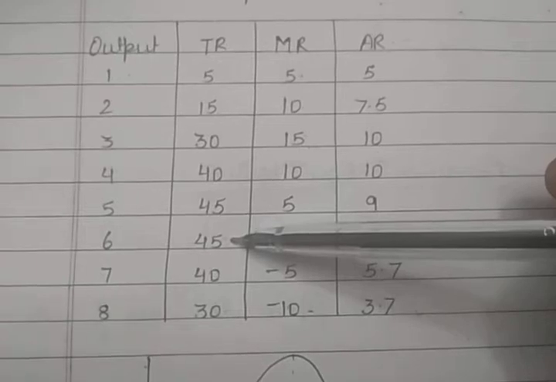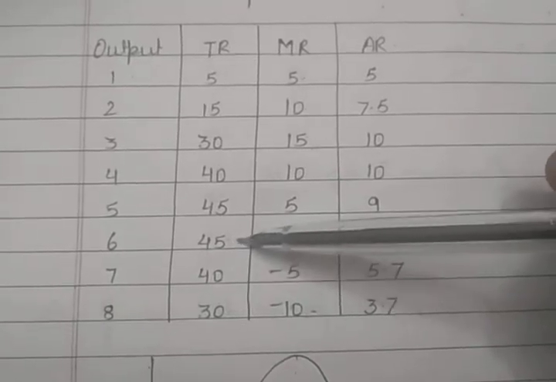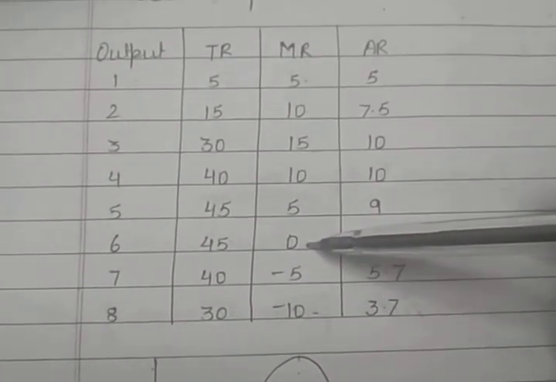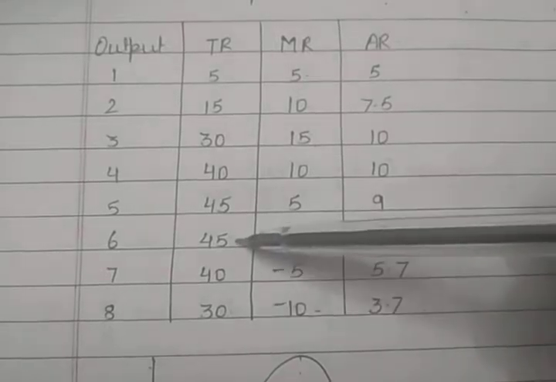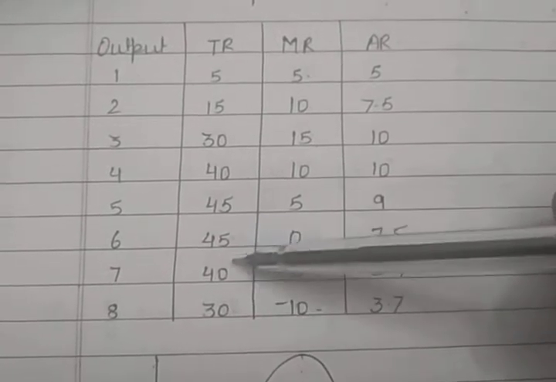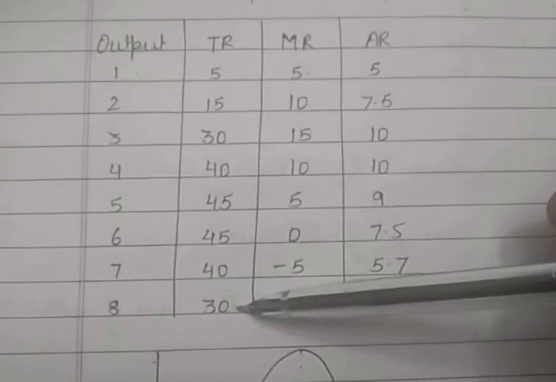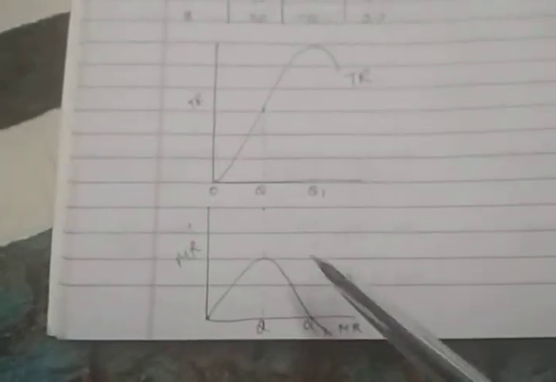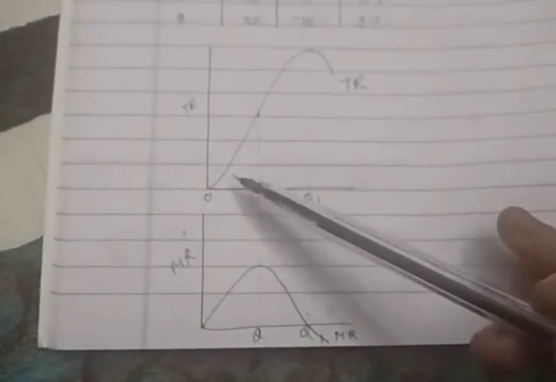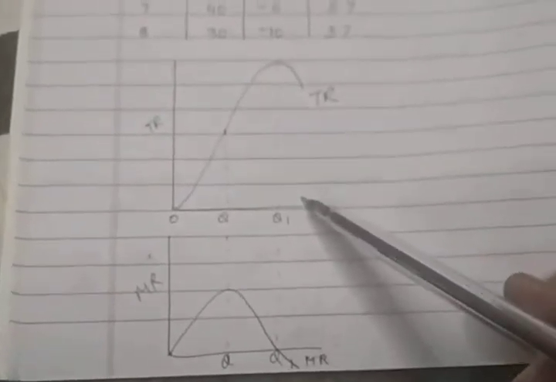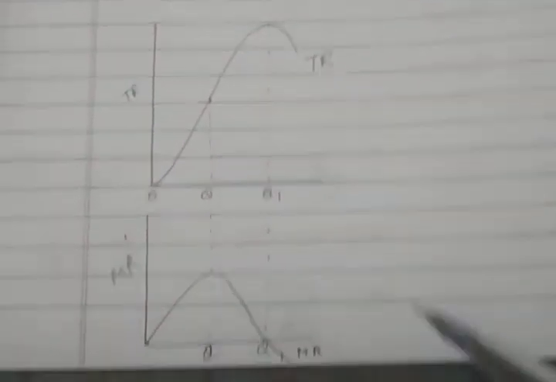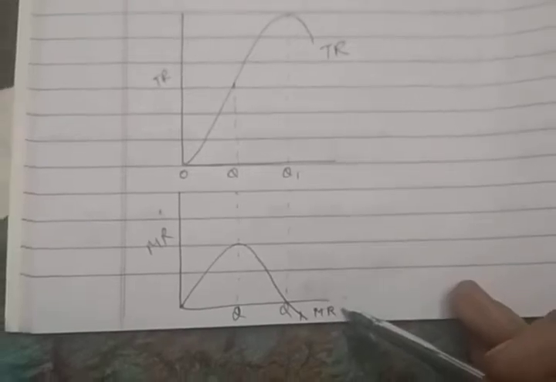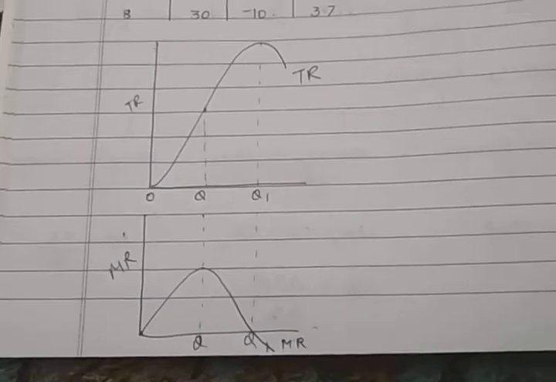After that you can see at the 6th unit of output, TR is the maximum because MR is 0. And after reaching its maximum point, TR starts declining and MR becomes negative. The same thing we are going to show in the diagram also. Here also you can see, in the first portion we have shown you the diagram of TR, then we have shown you the diagram of MR. Now both are related to each other.